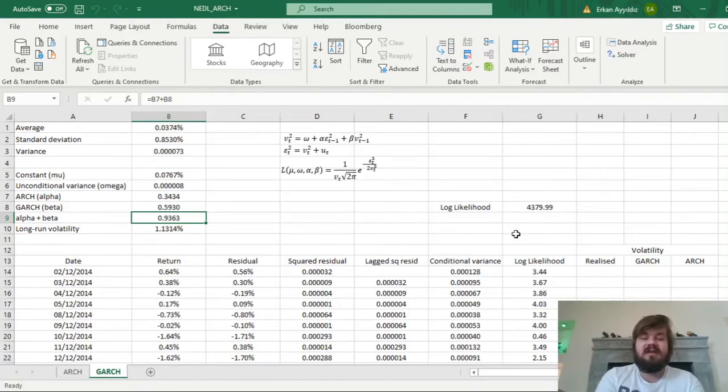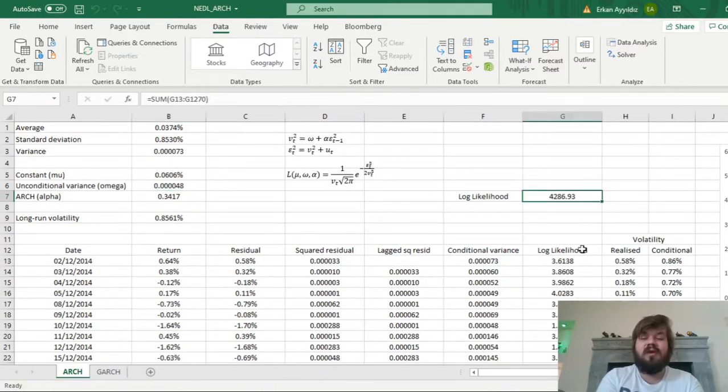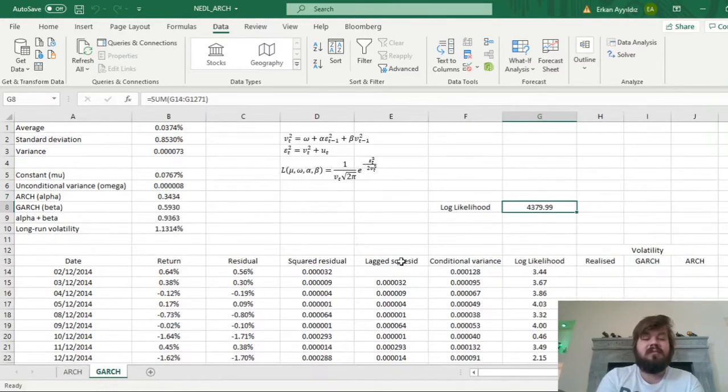And we have obtained the value of log likelihood that's much higher than the one we have got with ARCH alone. It means that mathematically GARCH allows us to arrive at a closer approximation of the real-world volatility process. And now we can compare the results for realized volatility and GARCH and ARCH conditional volatility to see which of those approximate the real-world volatility process better, at least graphically.